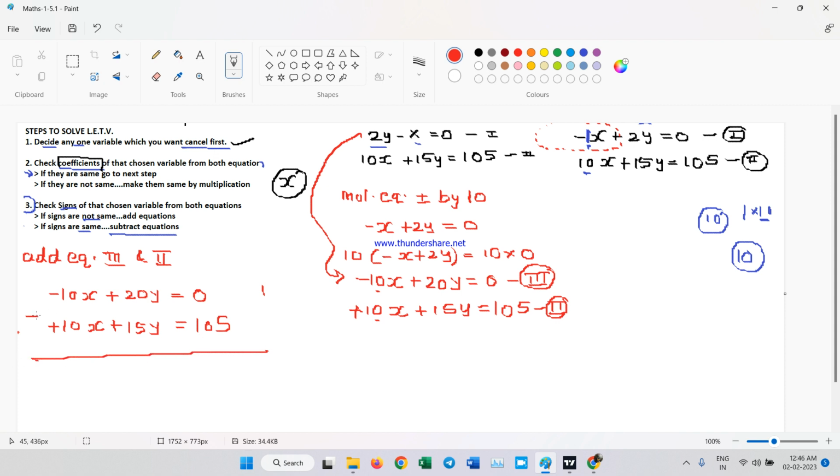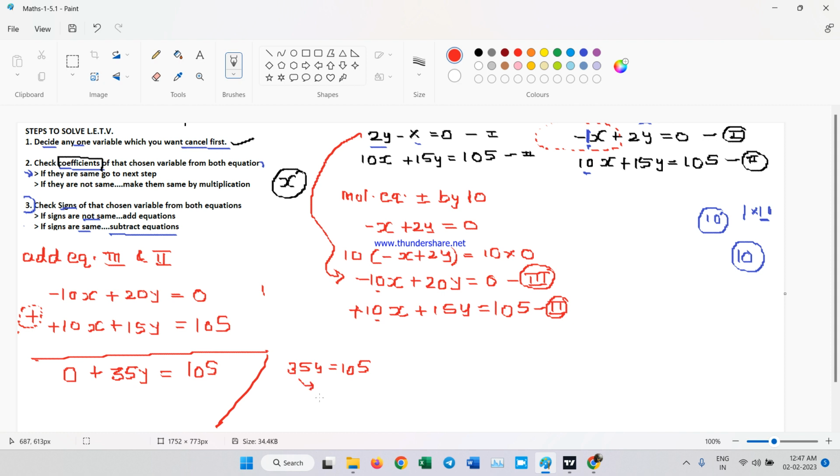Now because of this addition, we have to solve in a very normal way, the way we usually do. Minus 10 plus 10, signs are not the same, subtraction will occur, so the answer is going to be 0. Now here be careful, plus 20 plus 15. The answer will be 35y. And then 0 plus 105, the answer will be 105. Now what I have got is 35y is equal to 105.